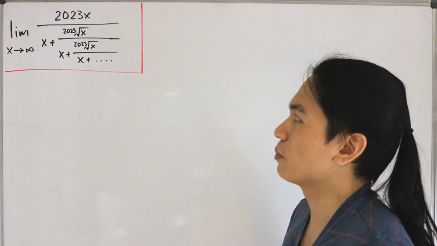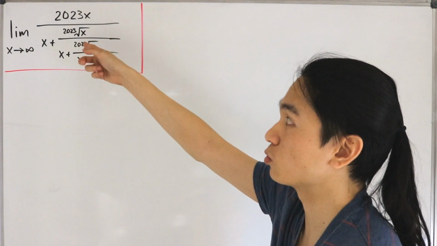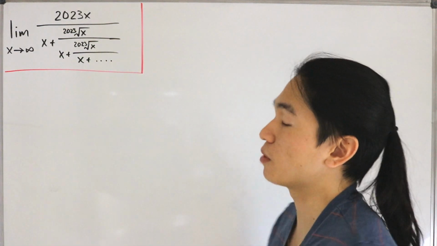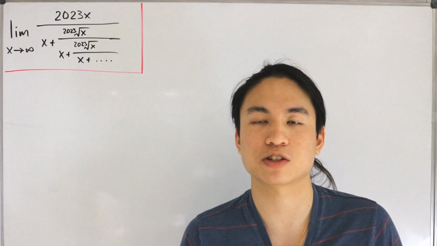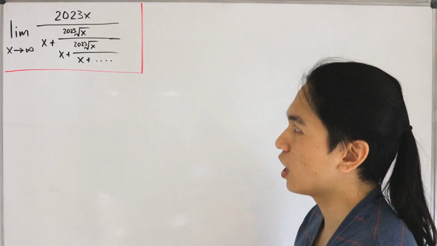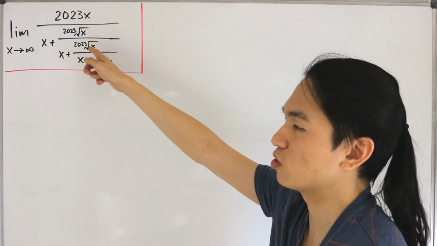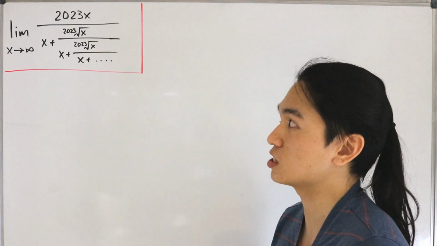So we have something to pay attention to. Of course we have the 2023 x, but then there's also the 2023 root of x. When you think of continued fractions, obviously if we're dealing with such a continued fraction, we want to make it in the form of a substitution. However, that leads to the question about what happens with the 2023 root of x, because that does change things up a bit.